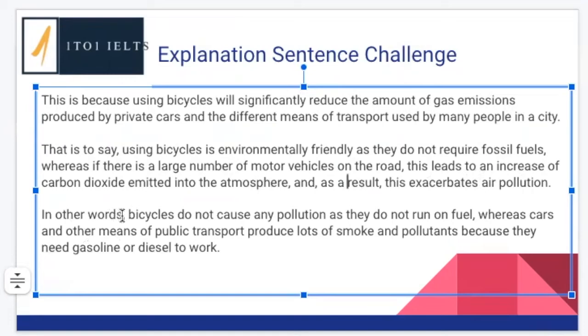So in other words, another nice way to start an explanation. Again, this expression would always have a comma after it. So well done to the student. Bicycles do not cause any pollution as they do not run on fuel. Excellent. Whereas cars and other means of public transportation produce lots of smoke and pollutants because they need gasoline or diesel to work. Okay. Again, very clear explanation here. Great job to the student. Not taking risks with your vocabulary. Well done.